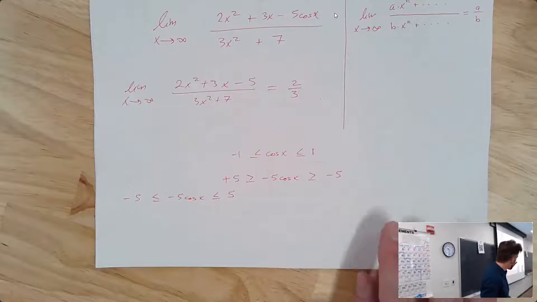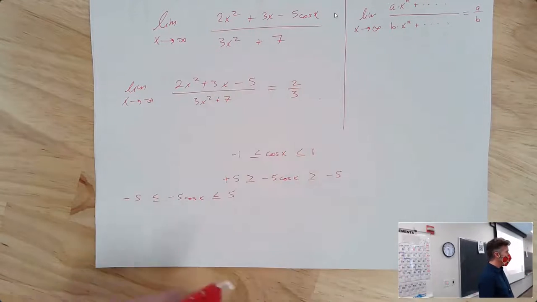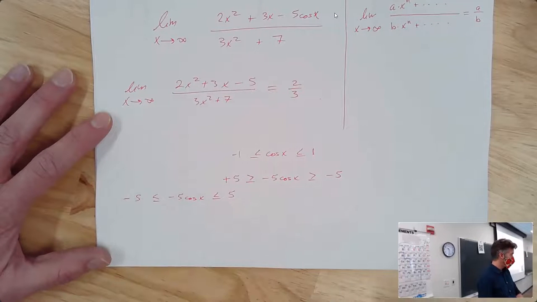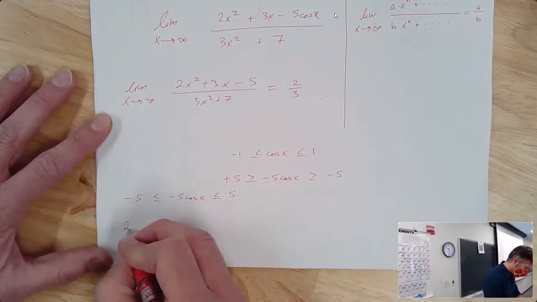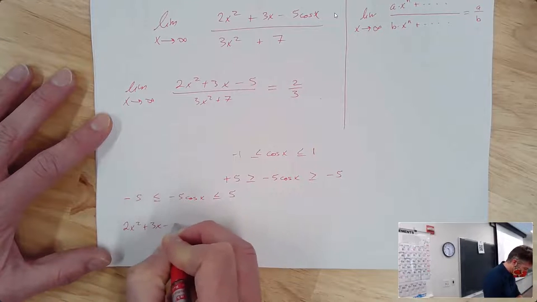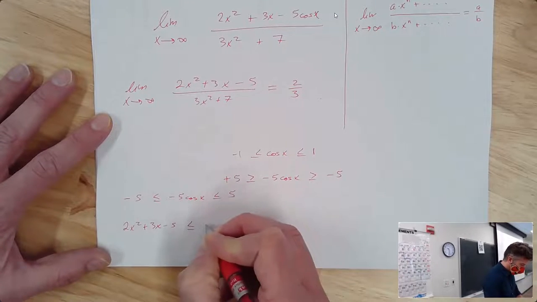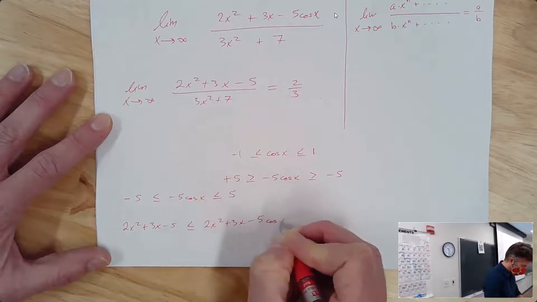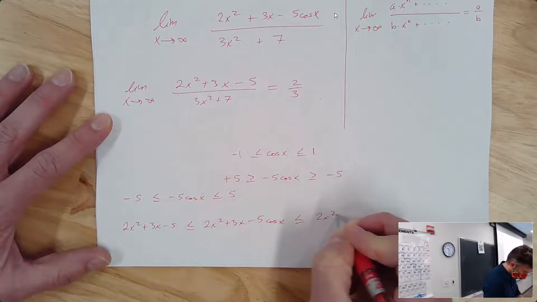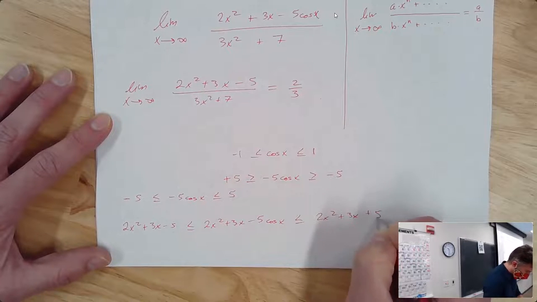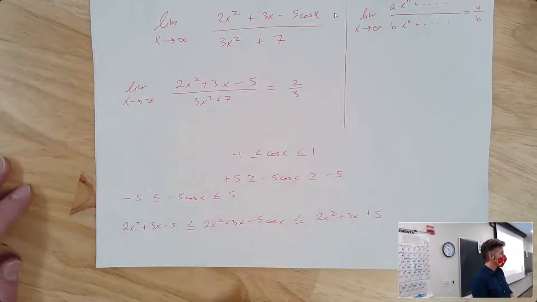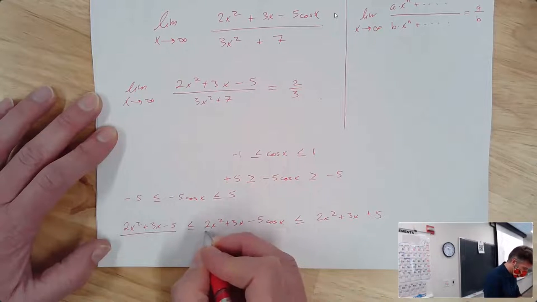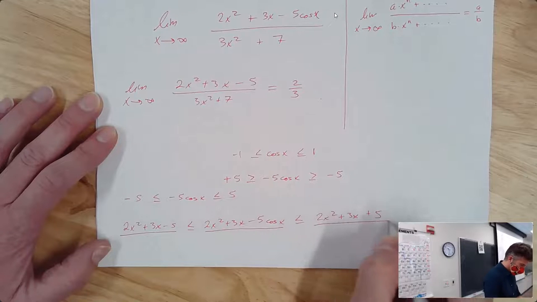I'm going to do two things. I'm going to add the other stuff on top that I need. So I'm going to add 2x squared plus 3x to every piece of this inequality. So 2x squared plus 3x minus 5 is less than or equal to 2x squared plus 3x minus 5 cosine of x is less than or equal to 2x squared plus 3x plus 5. And then to save space, I'm going to divide everything by the same denominator.